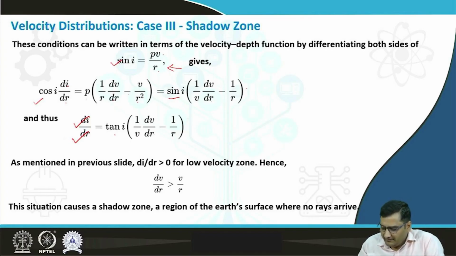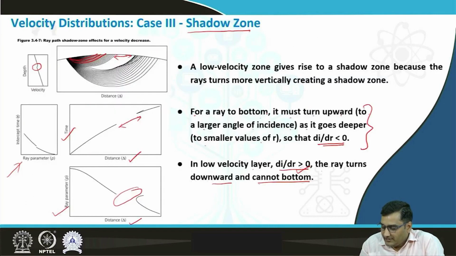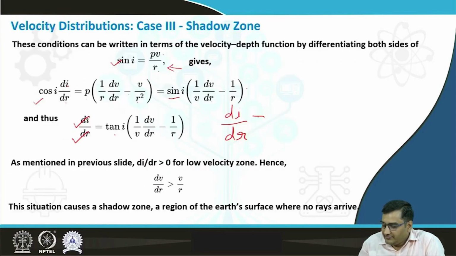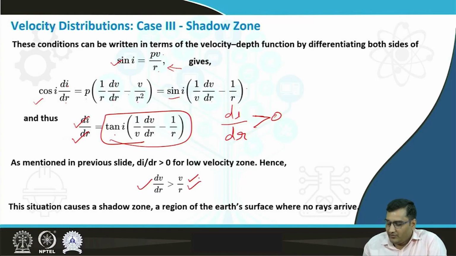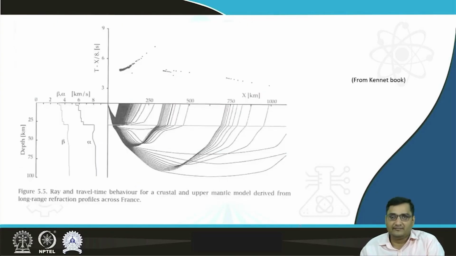So if we take dv by dr out, or keep di by dr as I have explained in the previous slide, it should be greater than 0. When you apply this condition, you will see dv by dr should be greater than v by r. So for the occurrence of the shadow zone, this condition must hold true, and this causes a shadow zone, a region of the Earth's surface where no rays will arrive.